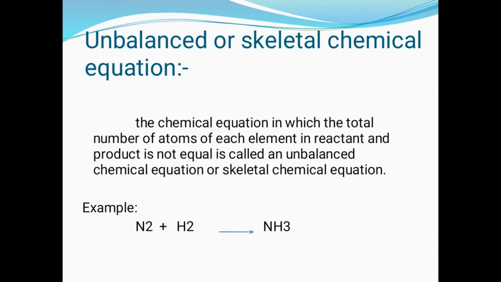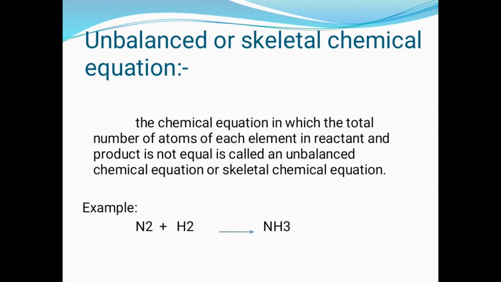Here on the reactant side we have 2 nitrogen and 2 hydrogen. But on the product side we have only 1 nitrogen and 3 hydrogen. That is, the number of nitrogen on the reactants is not equal to that of the products, and the same with the number of hydrogen on the reactants, which is not equal to that of the products. So here they are not balanced, that is the number of N atoms and the number of H atoms as well. So we will say that equation is an unbalanced or skeletal chemical equation.